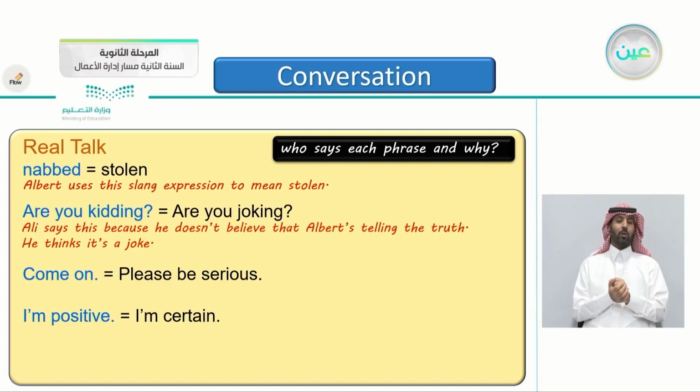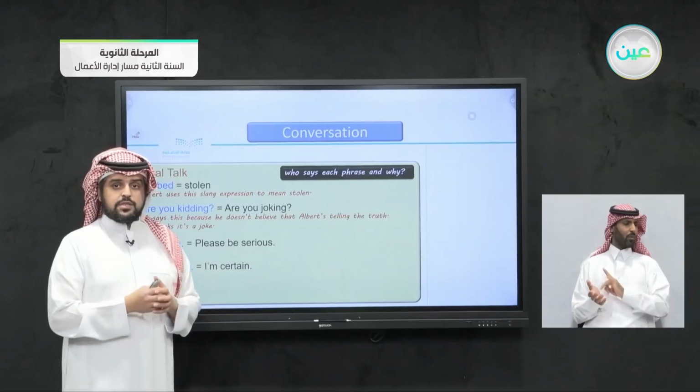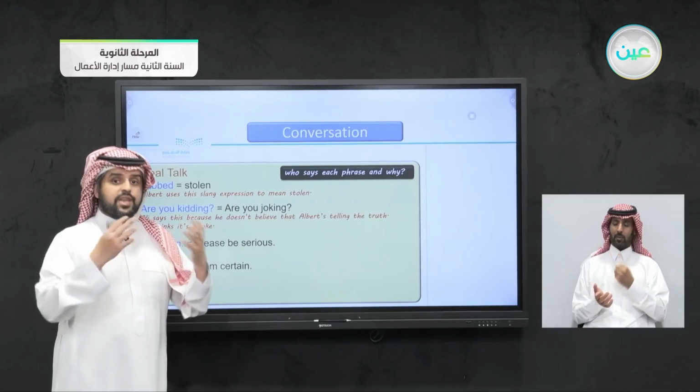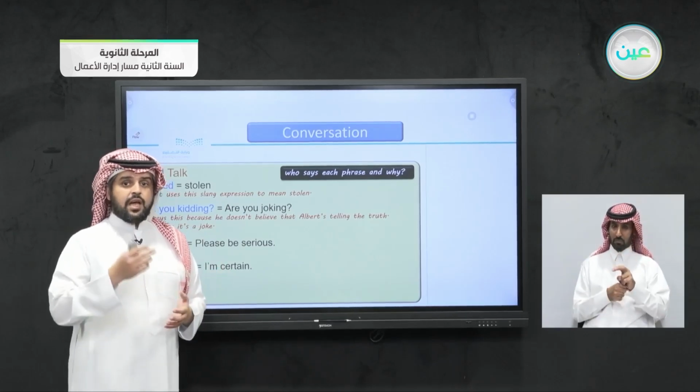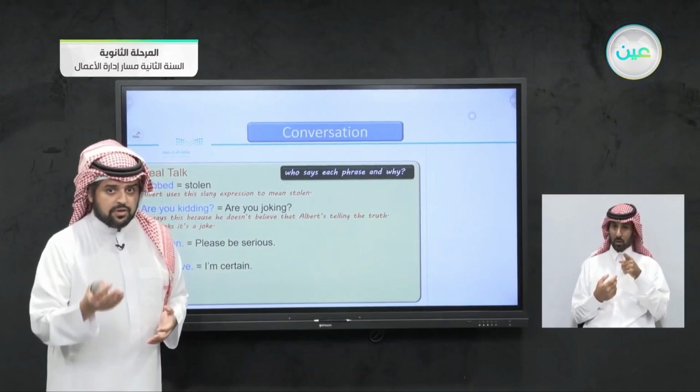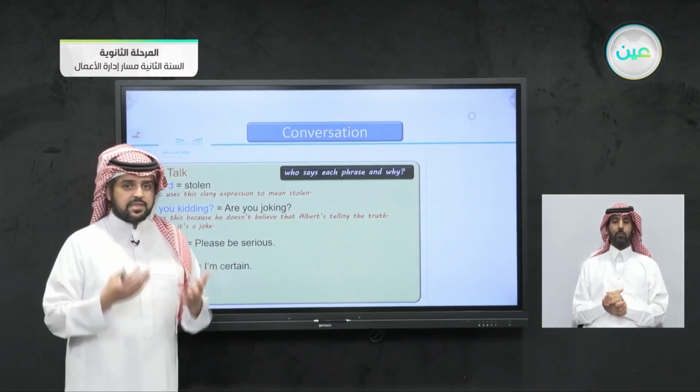Excellent. Ali says this because he doesn't believe, as I told you before, that Albert's telling the truth. He thinks it's a joke. Sometimes the truth is so hard to believe that you think it's a joke. You say, are you kidding with me? Are you joking with me? Come on, please be serious.